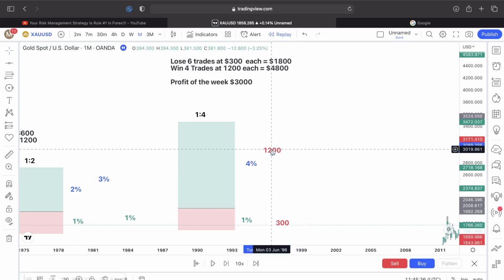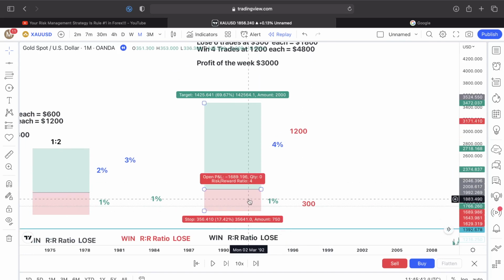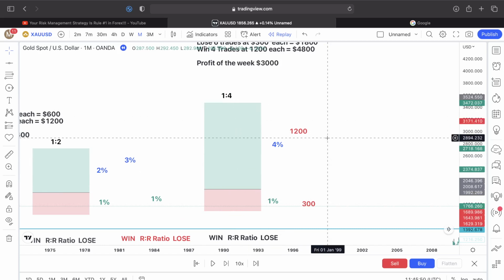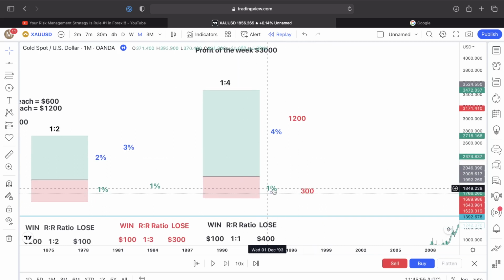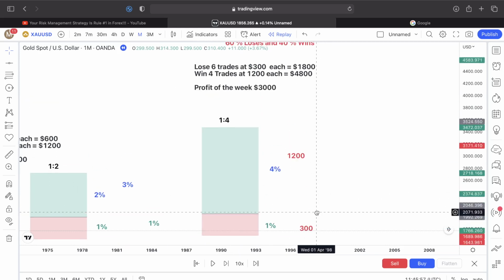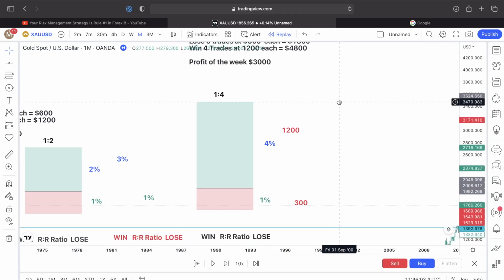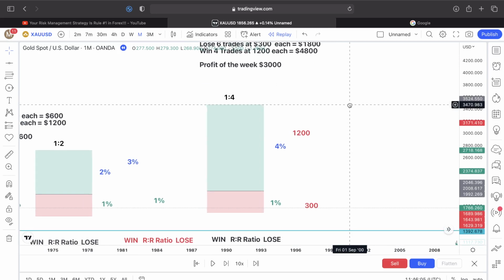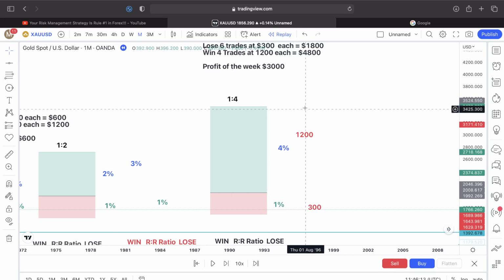And this is 1 to 4 risk reward. So that is your loss, 1%. But let us say you actually make the money back, and then boom, you make $1,200. You're not losing that 1%. But let's imagine you lose this 1%, this 300, 6 times in a row, and then you lost 1,800 in your whole trading week. So all you need to know is, I need only to make 4 trades to make the money back. Not only am I making money back, I'm also gonna be in profit.